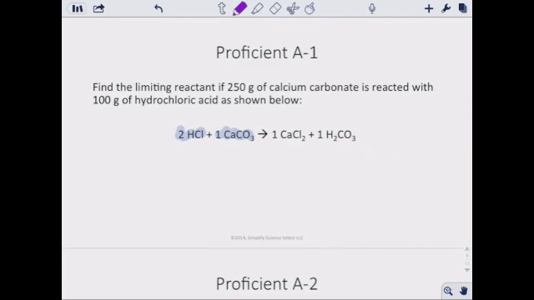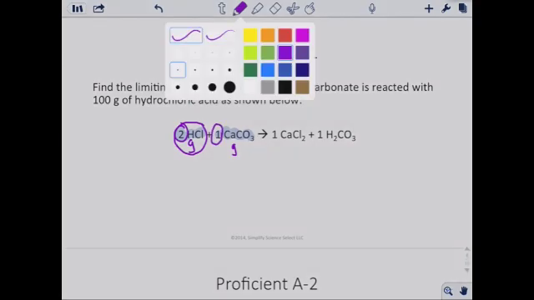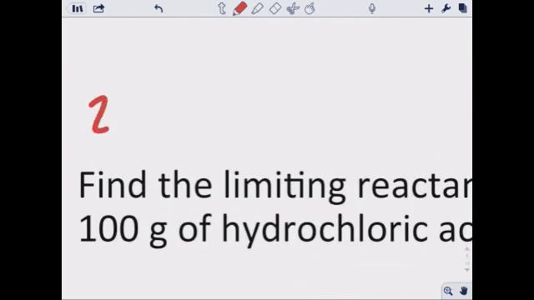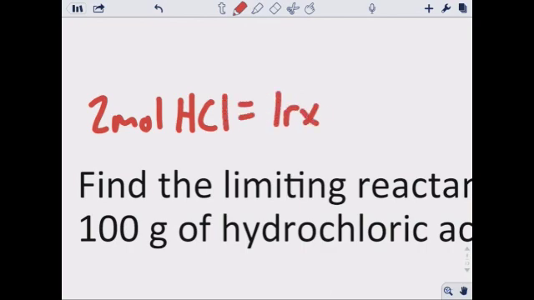So first we're going to go from grams of hydrochloric acid to moles of hydrochloric acid, and from grams of calcium carbonate to moles of calcium carbonate. And then we're going to look at, in one reaction, how many moles of HCl are required. Well, 2. In one reaction, how many moles of calcium carbonate are required? Well, 1. So we'll start with hydrochloric acid first. The first thing we write down is our mole ratio, that 2 moles of HCl are required for one reaction.